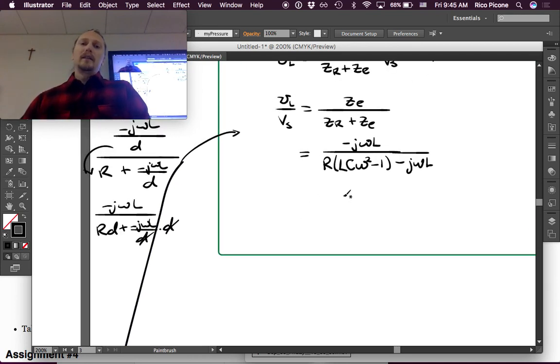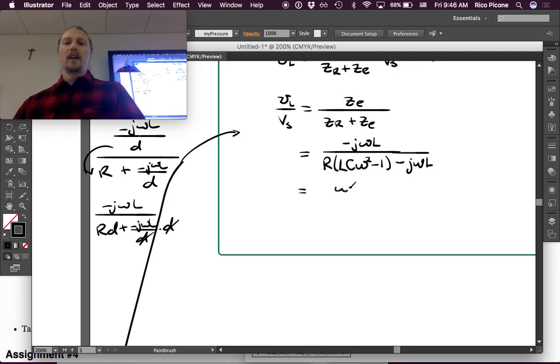So let's say, well, this is going to be equal to, and actually, let's do one more simplification because we can. Let's multiply this whole thing by j over j, because we have this negative j in the numerator, and we could get rid of that if we multiply the whole thing by j over j.